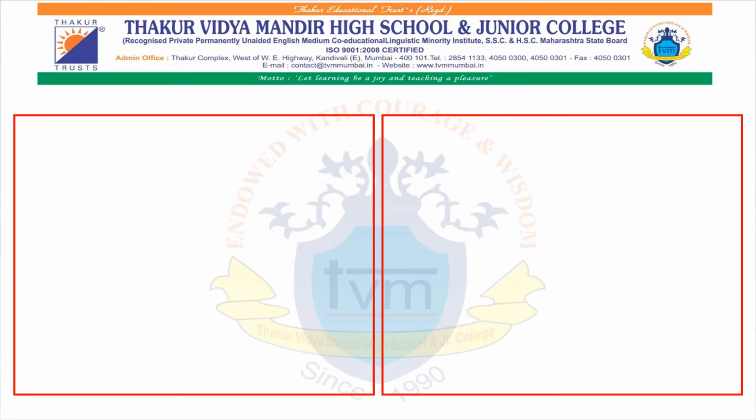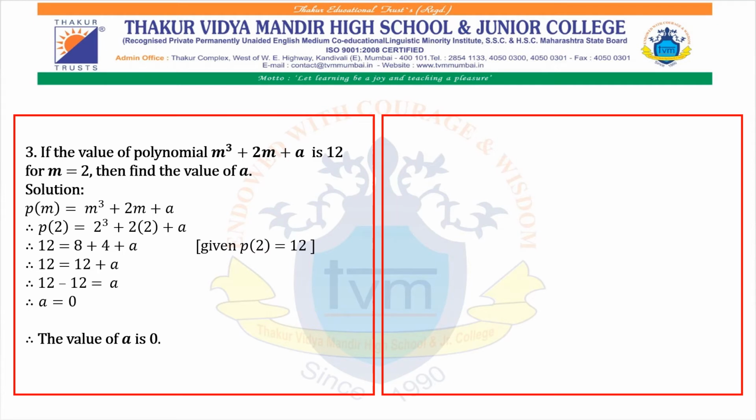Now, next, question 3. If the value of the polynomial m cube plus 2m plus a is 12 for m equals 2, then find the value of a. Solution: p of m is equal to m cube plus 2m plus a. Therefore p of 2 is equal to 2 cube plus 2 into 2 plus a. Therefore 12 is equal to 8 plus 4 plus a, because p of 2 is 12, which is already given. So we have substituted 12 instead of p of 2. So 12 is equal to 12 plus a. Therefore 12 minus 12 is equal to a. Therefore a is equal to 0. The value of a is 0.